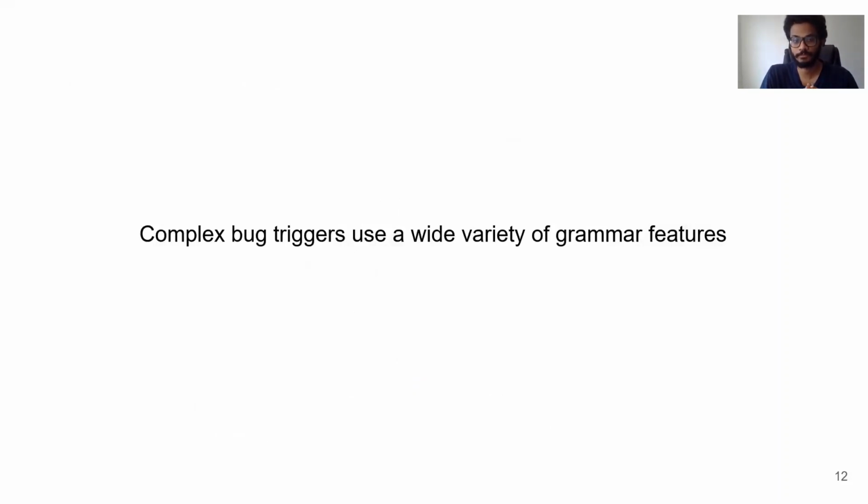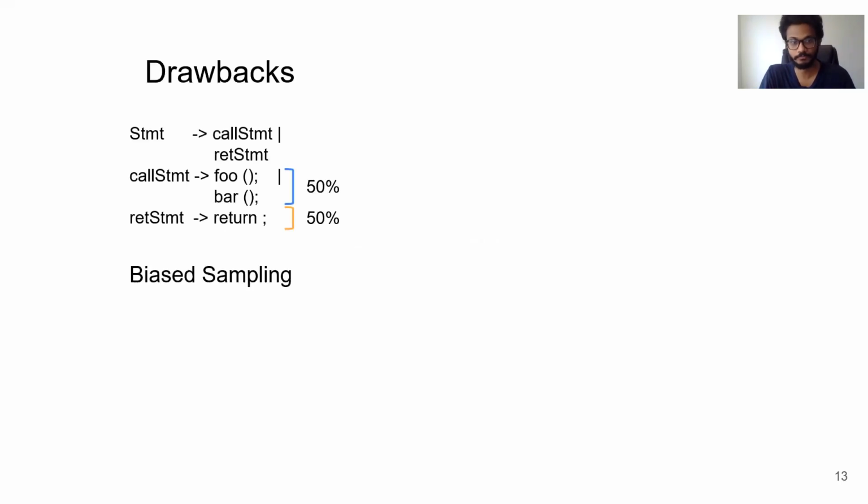One observation is that complex bug triggers require a wide variety of grammar features. And we see two main drawbacks with the existing approach for grammar-aware fuzzing in the context of synthesizing these complex bug triggers. First is the problem of biased sampling, where a fuzzer, if it's sampling uniformly at random from existing grammars as is, gets biased towards generating certain constructs more than the others.